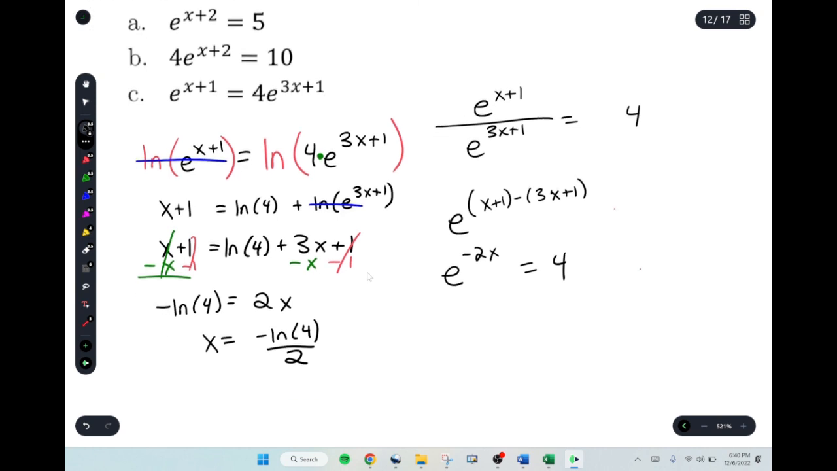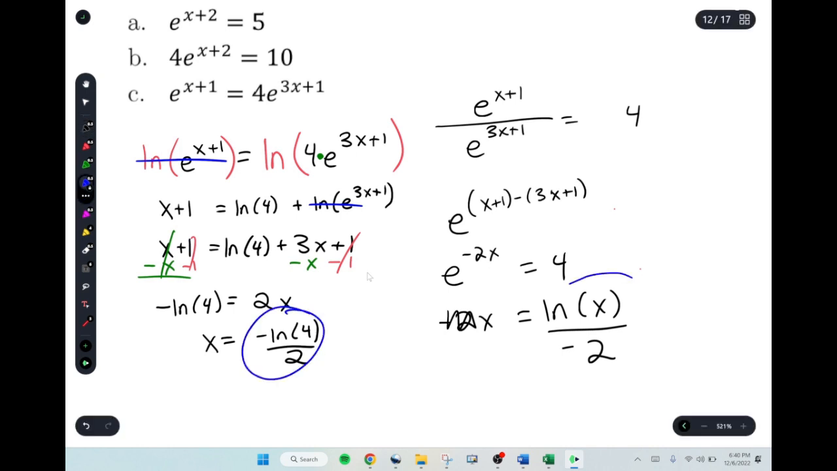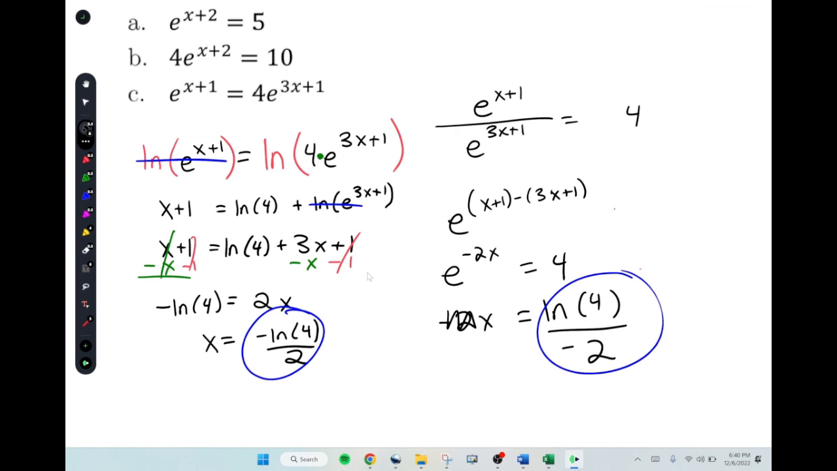And then you would ln both sides, and you'd get negative 2x equals ln of 4. And then you divide by negative 2. Oh, look at that. So the same thing, right? Wait. Why did I do that? Instead of an x. Incorrectly or correctly? Oh, incorrectly. I don't know where that x came from.